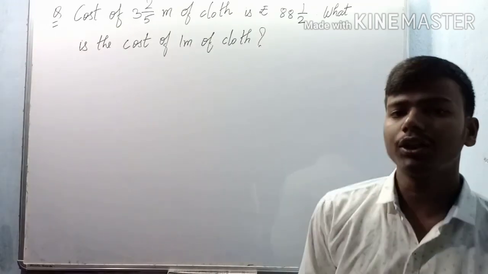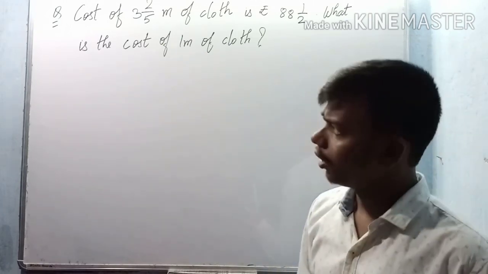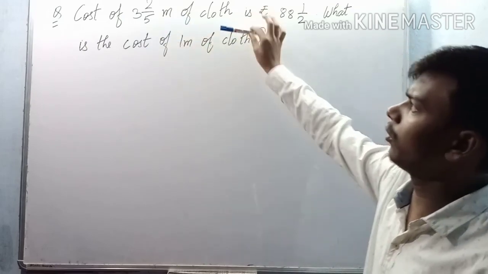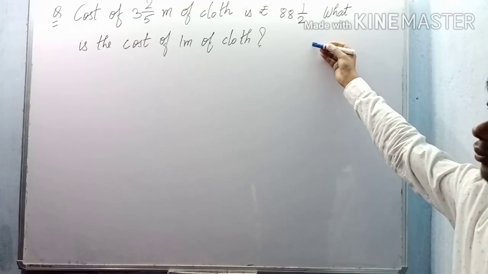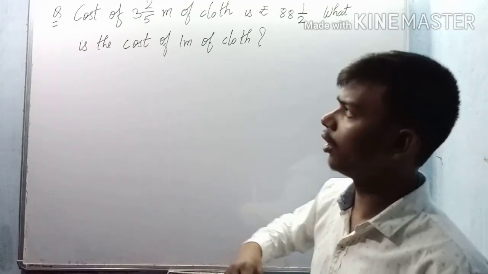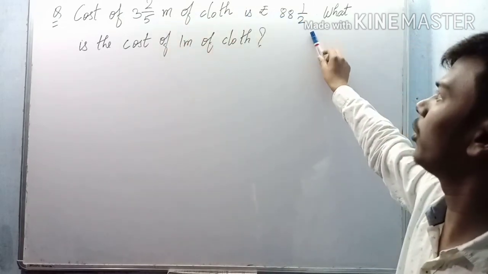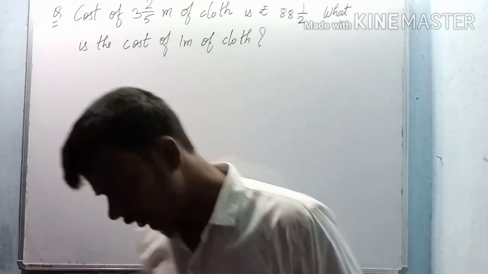So the last question of this series, a very important one, is that the cost of 3 2 by 5 meter of cloth is rupees 88 1 by 2. First listen to the question very carefully. The cost of 3 2 by 5 meter of cloth is rupees 88 1 by 2. What is the cost of 1 meter of cloth?